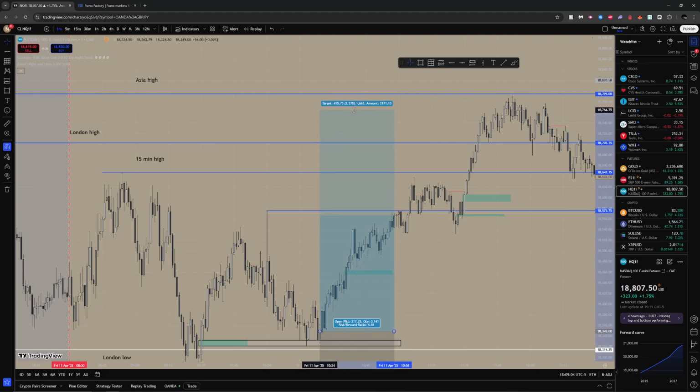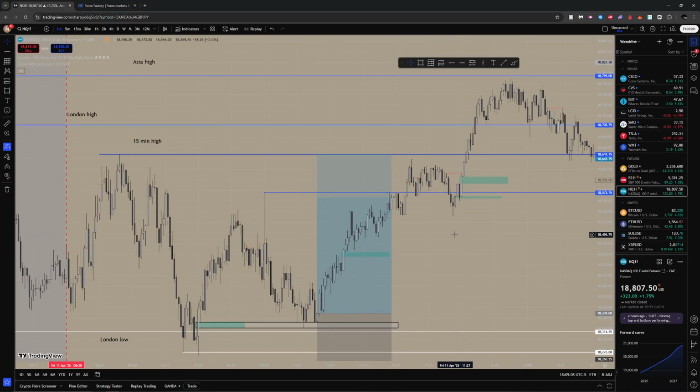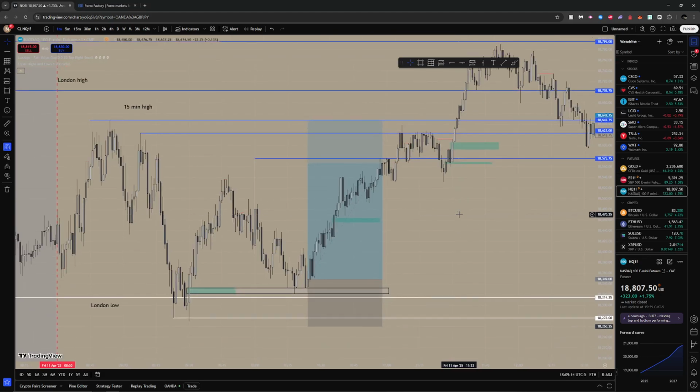Yeah, I would have definitely at least maybe this. Like, if anything, maybe this. Maybe a take profit on this high. And that's probably how I would have traded today.